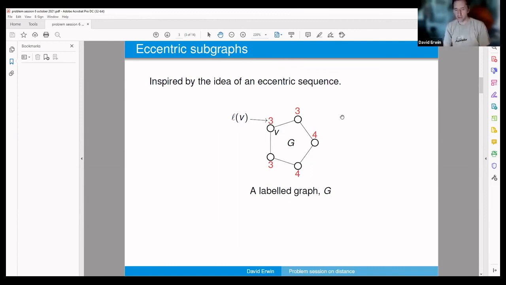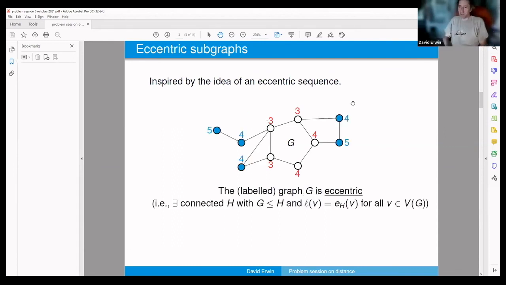Then you can ask the question: can you find a graph in which that C5 appears as an induced subgraph, and in which those labels are actually the eccentricities of those vertices? And the answer for that particular graph with those particular labels is yes.